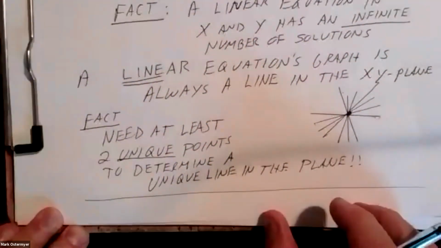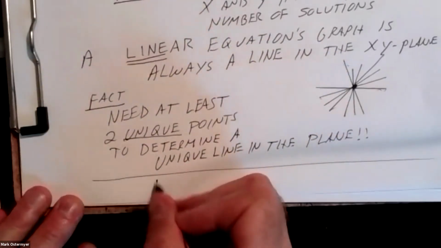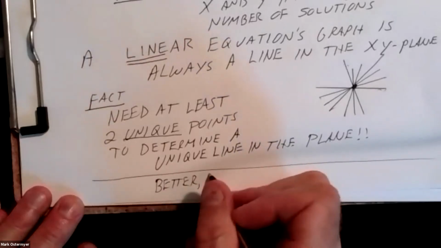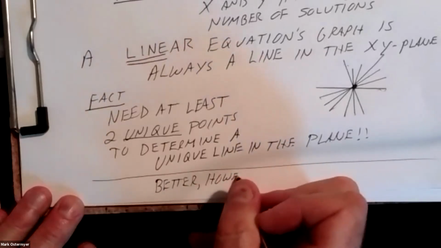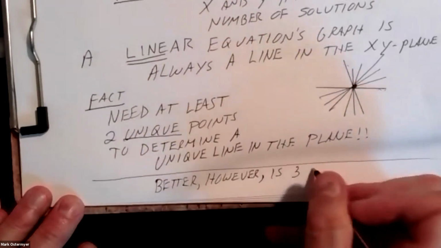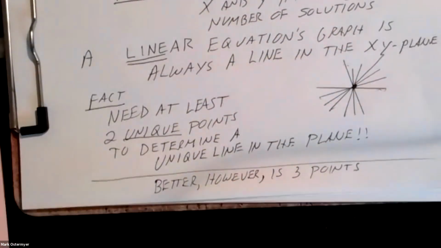So you need, bare minimum, at least 2 unique points to determine a line in the XY plane. Better, however, is 3 points. So we should find 3 ordered pair solutions of a linear equation if we are going to successfully graph it in the XY plane. 3 points instead of 2 points.